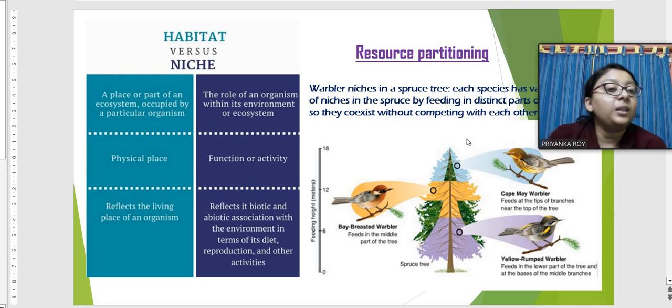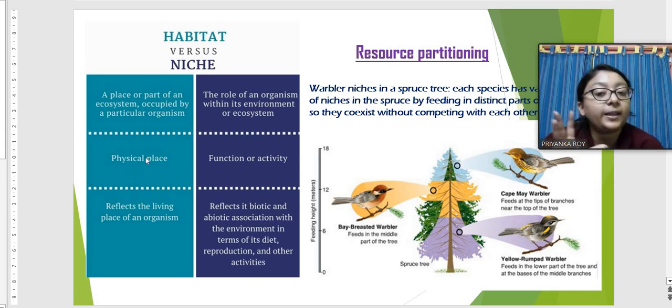So in this way, three species of warbler are staying together in the same habitat but in different niches, and their behavior, their feeding habits, their reproductive ability, those are also in those particular zones only, and therefore they have restricted themselves to their realized niches. So this is the difference between a habitat and a niche.